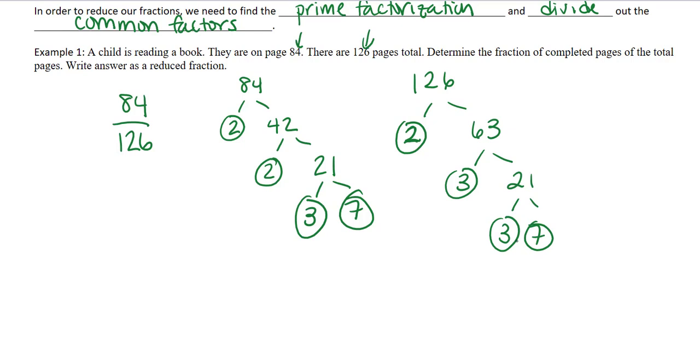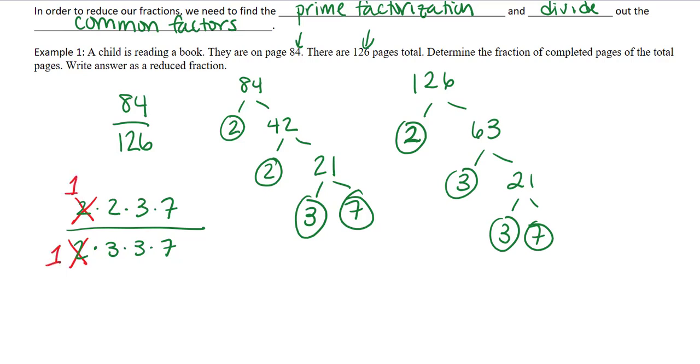So the next thing we're going to do is write 2 times 2 times 3 times 7 on the top. And on the bottom we have 2 times 3 times 3 times 7. So let's divide out common factors. Well, we see we have a 2 here and a 2 here. So those cross out and they just become a 1, because 2 over 2 would just be 1.